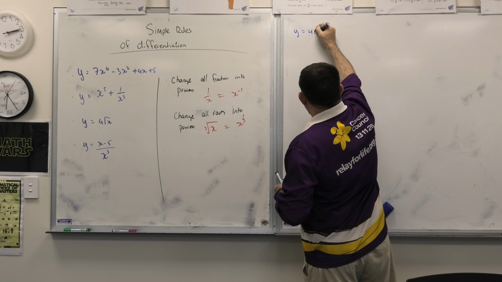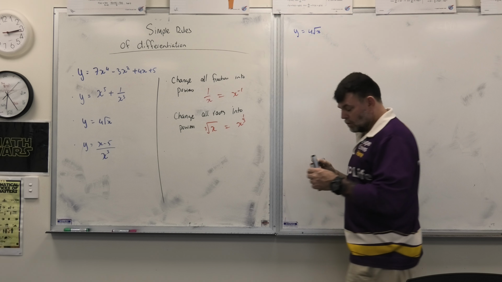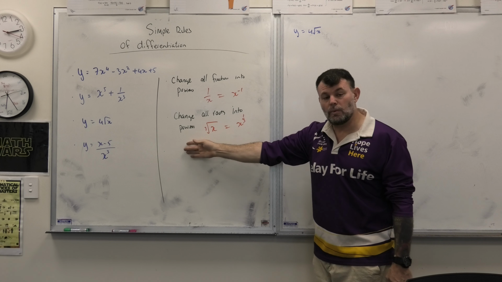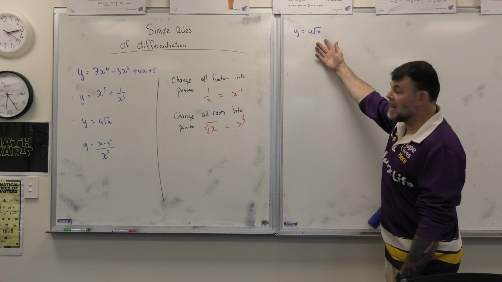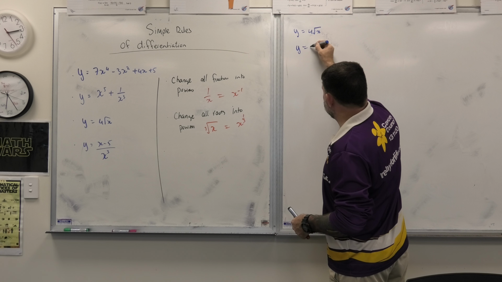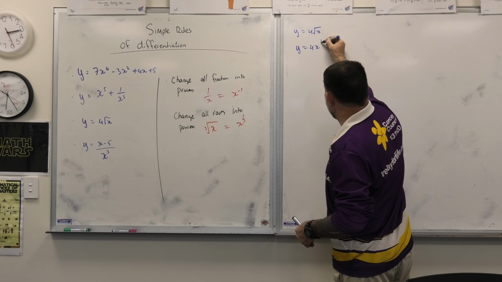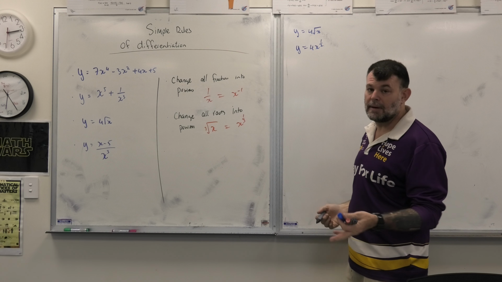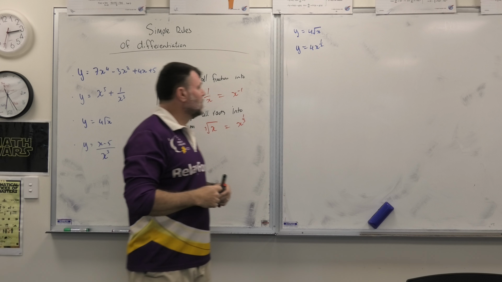y is equal to 4 times the square root of x. Alright, this question here, it's this second one. We've got a root in there. We can't have that root, we've got to write it as a power. So let's rewrite this here as 4x to the power of a half, because the square root of x is the same as x to the power of a half.